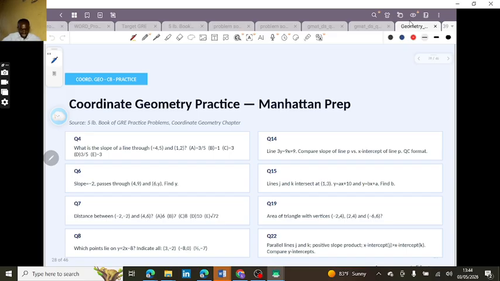Then here are exercises for you. What is the slope of the line through (-4, 5) and (1, 2)? Remember, it's change in y over change in x. By the way, looking at this slope, is it a negative slope or a positive slope? From -4 to 1 is an increase, and from 5 to 2 is a decrease. So this is a negative slope.